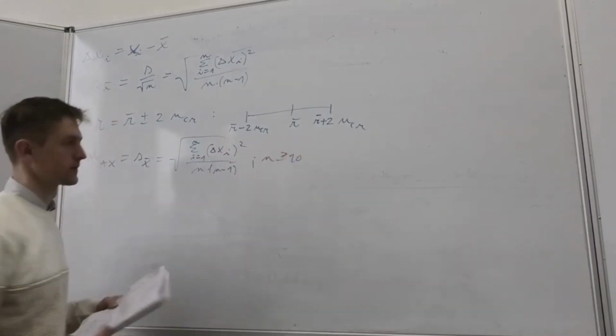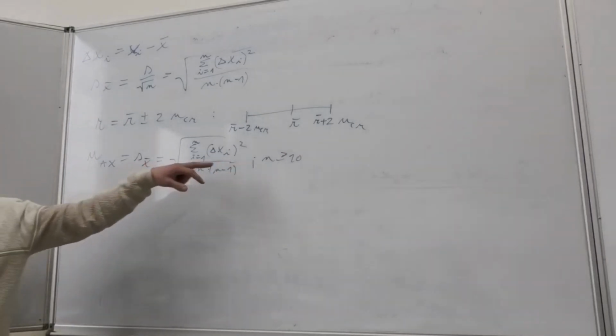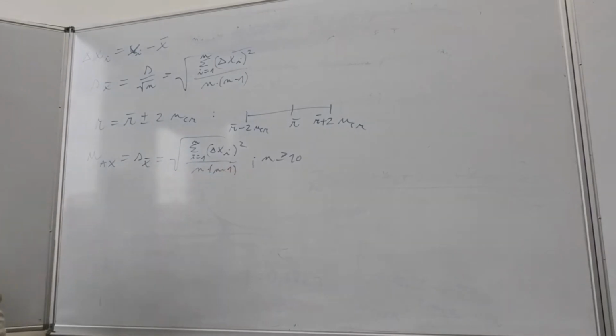It is actually the sample standard deviation of the arithmetic mean. It should be calculated for at least 10 measurements. If you take fewer than 10 measurements, you should make corrections or use another method.